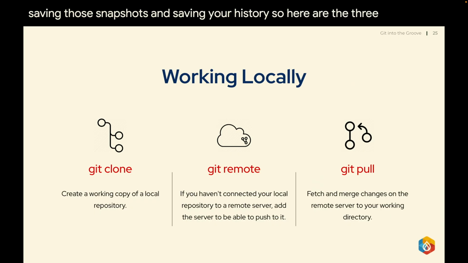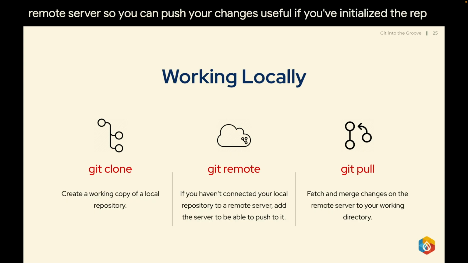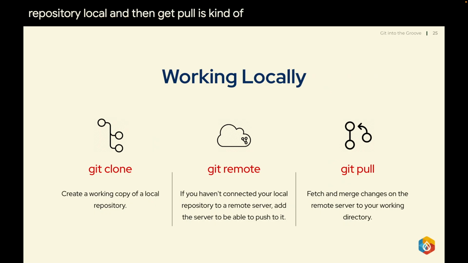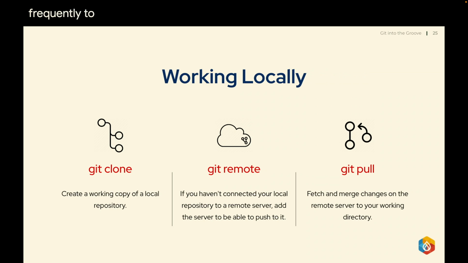So here are the 3 key commands to remember. Git clone makes a working copy of the repository. It sets you up to make your changes locally, so you're going to clone something down onto your machine. Git remote connects your local repository with that remote server so you can push your changes. Useful if you've initialized the repository locally. And then git pull is kind of a combination of commands. It fetches and then merges from your remote repository. Git pull is used frequently to synchronize your local workflow with the latest updates from the team.